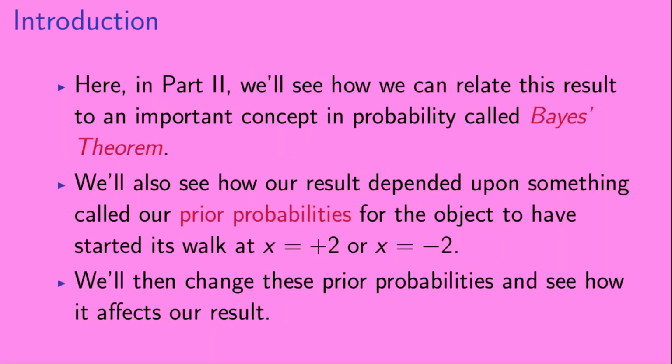Here in Part 2, we'll see how we can relate this result to an important concept in probability called Bayes' theorem. We'll also see how our result depended upon something called our prior probabilities for the object to have started its walk at x equals plus 2 or x equals minus 2. We'll then change these prior probabilities and see how it affects our result.